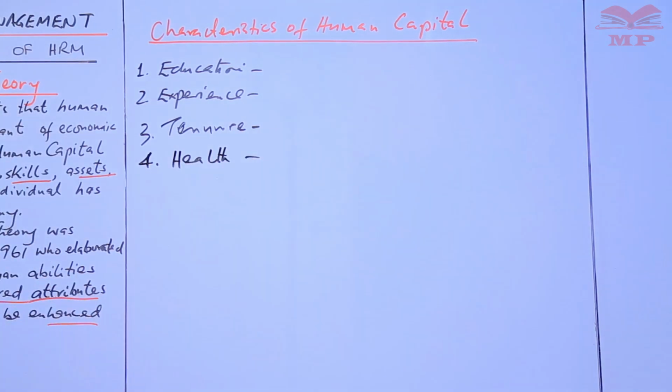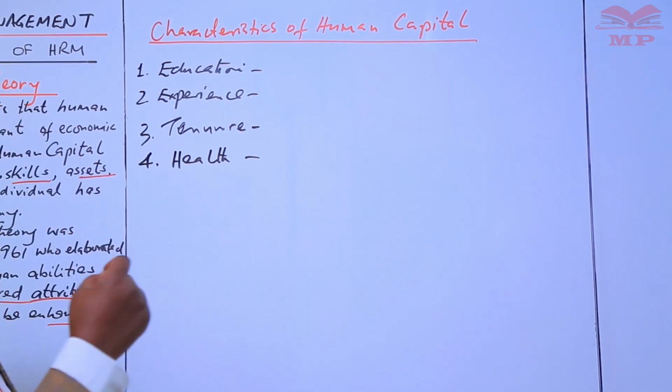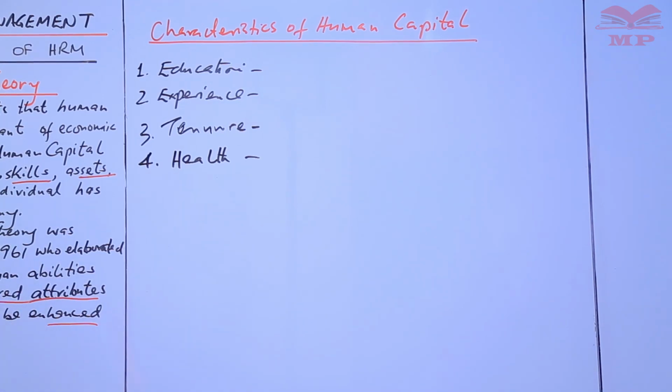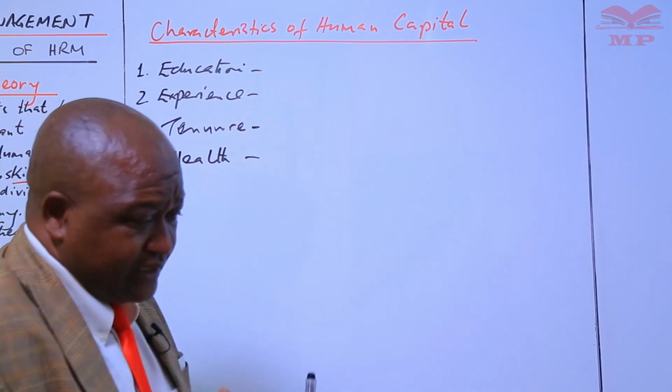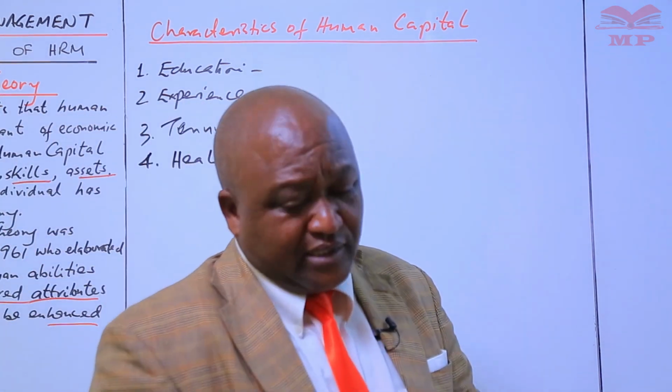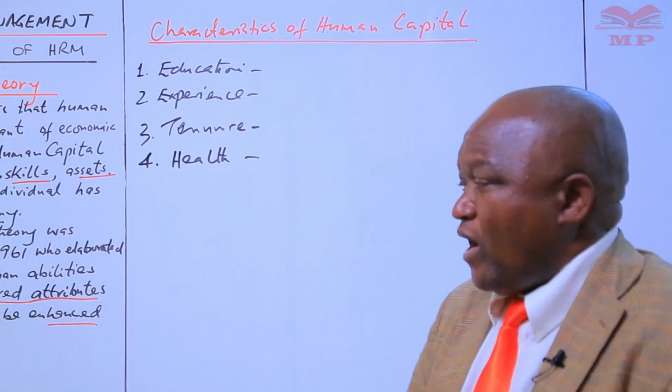Then also the health status or the well-being of a given individual, whether of body or mind. The well-being of an individual also contributes, because for somebody to give optimum output in an organization, that person should be in sound health. So the health status of an individual is important within a given working environment.